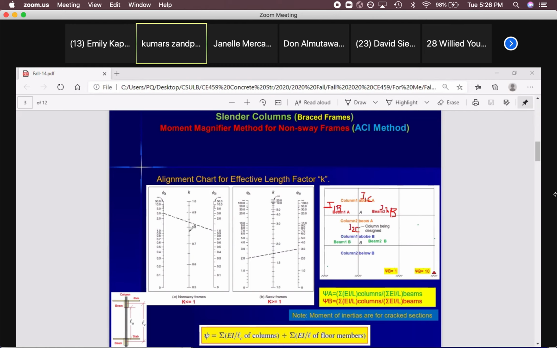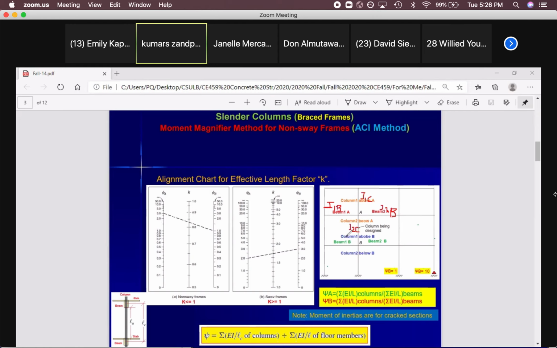Okay, what should we do? How do we use them? They are similar, exactly the same. But this one will give us K greater than 1, and this one will give us K less than 1. That's it. For braced frame, K must be less than or equal to 1. That's it.